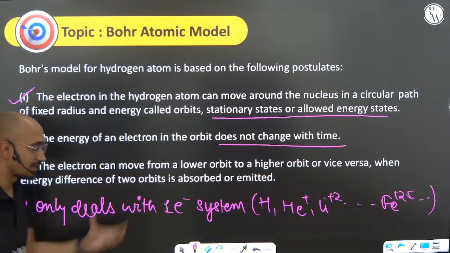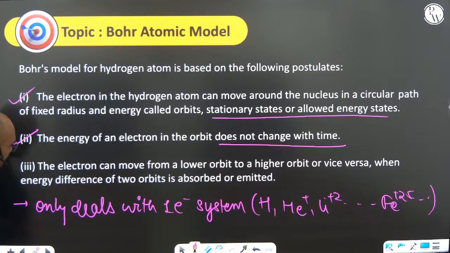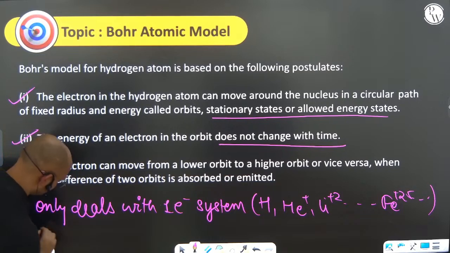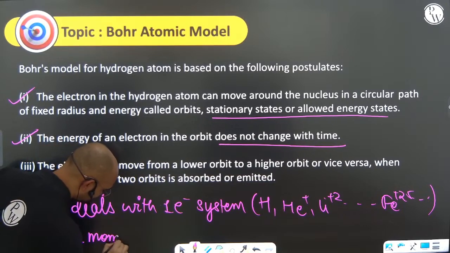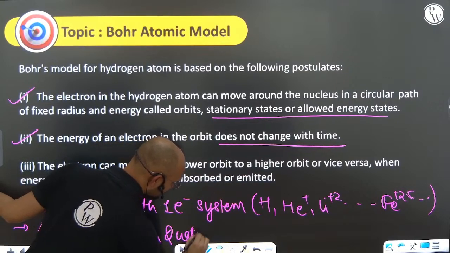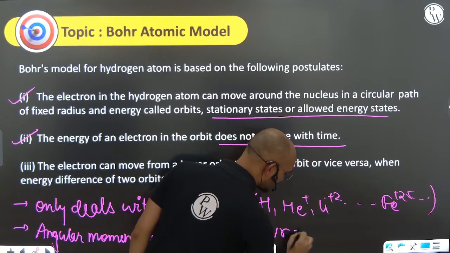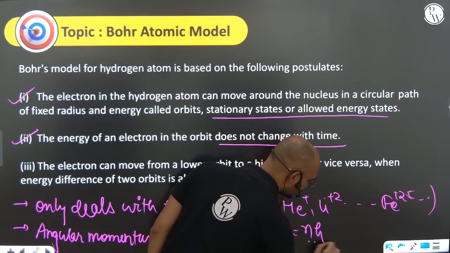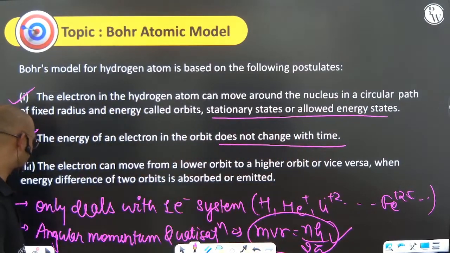And the next thing is the quantization of angular momentum. What is that? The formula mvr, that is angular momentum, equals nh by 2 pi. And this formula is going to be very much used in solving many different problems.